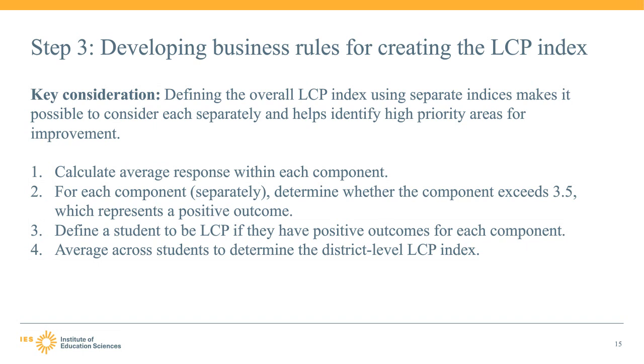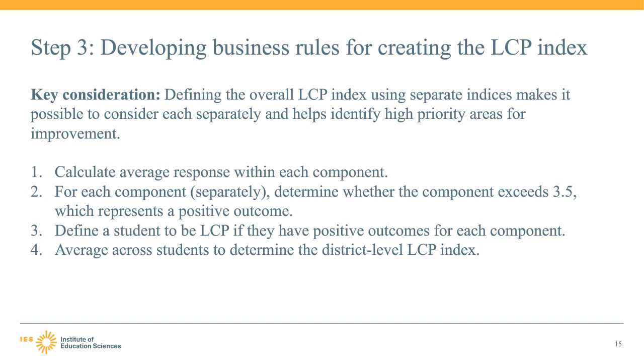To accomplish those goals, we settled on a set of business rules which followed 4 key steps. For each student, we calculated the average response on a 1 to 5 point scale for each component in the love, challenge, and prepared index. For example, a student could get a 3.5 on the loved component. Then for each of those components, we determined whether that score exceeded a threshold, which we deemed to represent a positive outcome for one of those 3 components, and set this threshold at 3.5 out of 5. This allowed us to say whether an individual student, for example, felt loved.